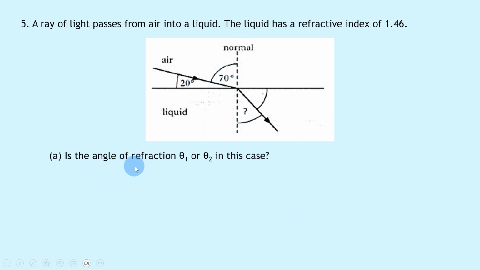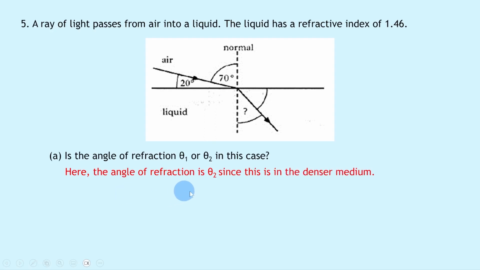In part A it says is the angle of refraction θ1 or θ2 in this case. Well, we're going from a less dense medium to a denser medium, and our angle between the normal and incident ray here in air is 70 degrees, so that's going to be θ1. And that means the angle of refraction here, which is labelled with the question mark, is the angle between the refracted ray and the normal in the liquid, which is our denser medium. So that means we can say here the angle of refraction is θ2 since this is in the denser medium.